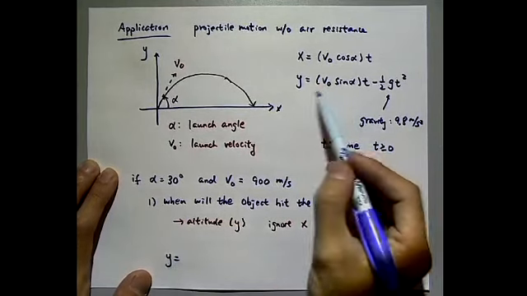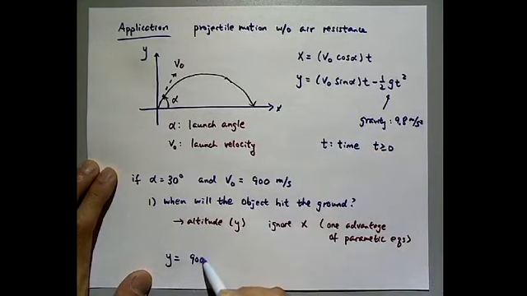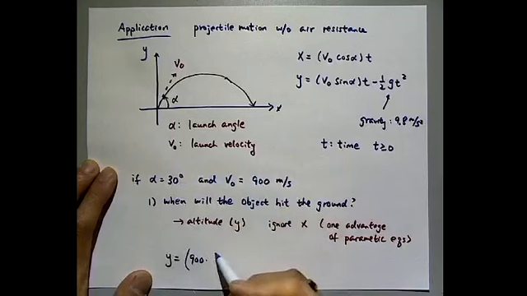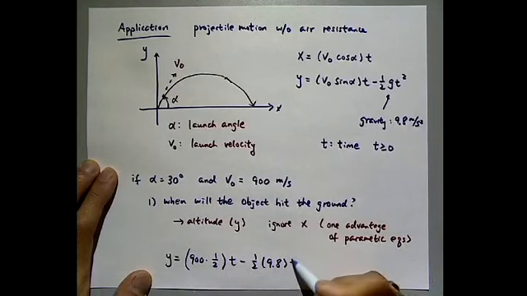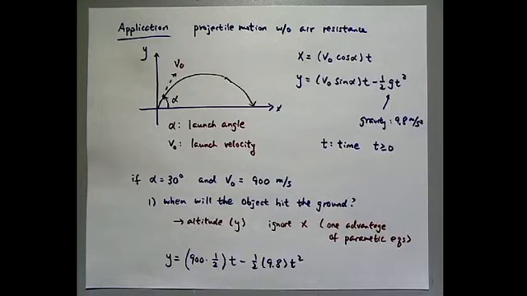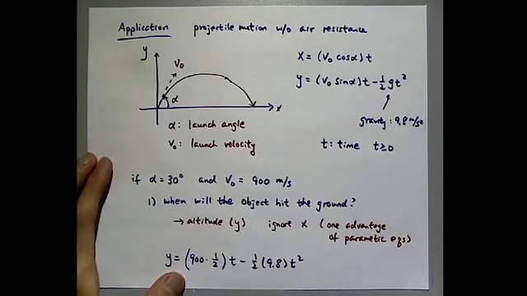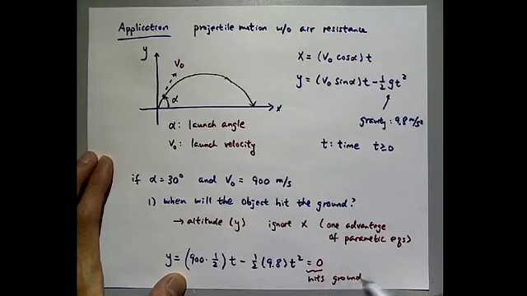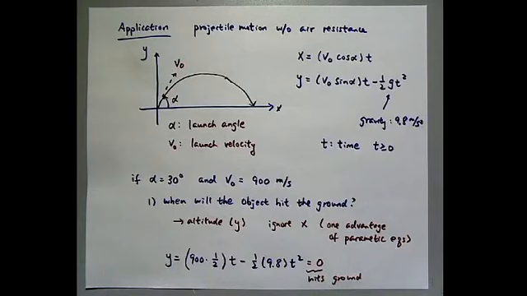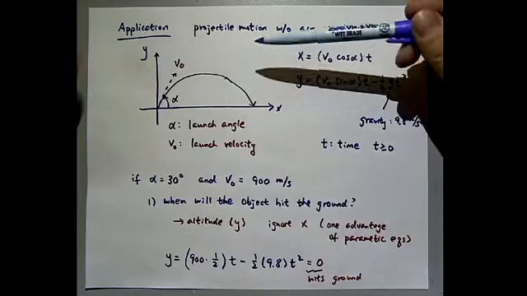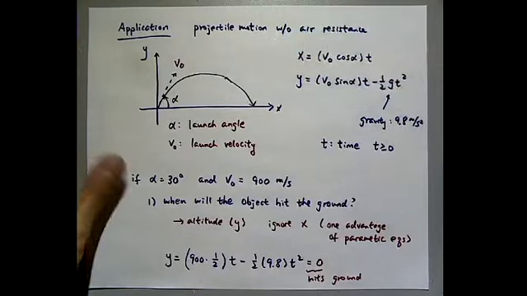So here's the y equation with the numbers thrown in. 900 meters per second, sine of 30 degrees is one half, times t, minus 1/2 g t squared. And I make y equal to zero because I want this thing to hit the ground, and we're counting y, the altitude, from the ground up. Then we solve that equation for t.